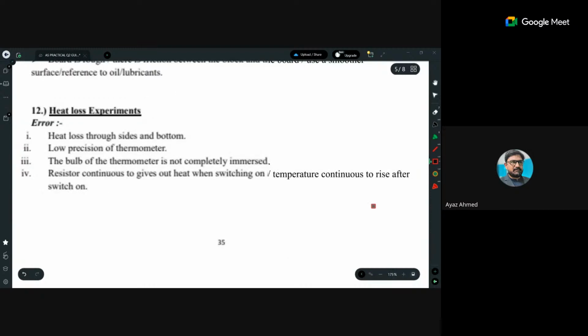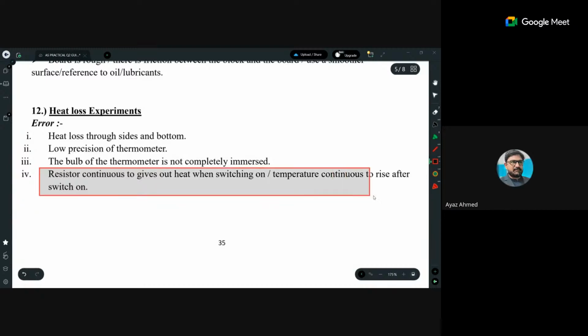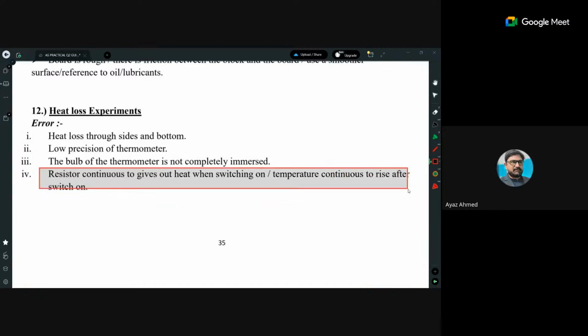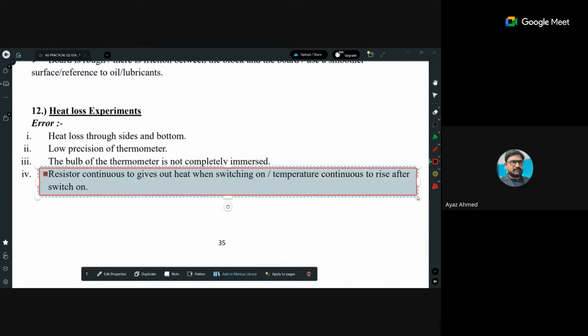This is for the electric heating. The resistor continuously gives out heat, because the resistor gets heated up and they lose some of the energy.